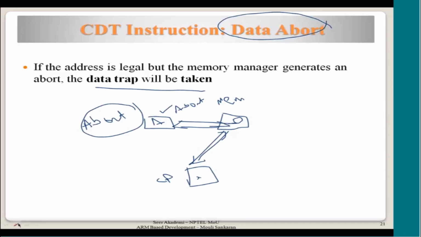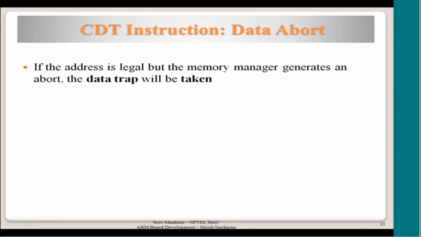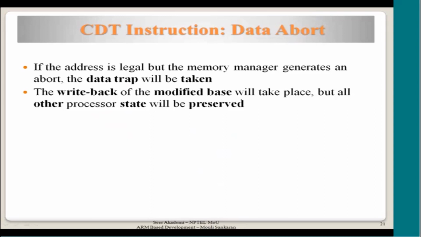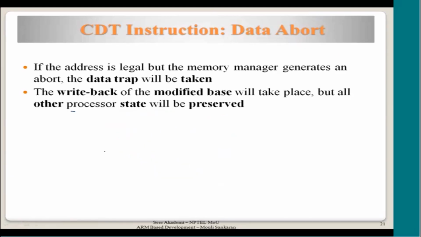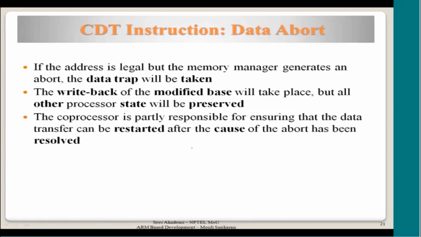So it is similar to a data abort happening in the ARM processor. The write back of the modified base will take place, but all other processes will be preserved. If write back is mentioned in the base register, then that write back value will be written into the register. Suppose Rn! is given, then the base register will be written with the write back value if an abort happens. After writing the value, the abort.